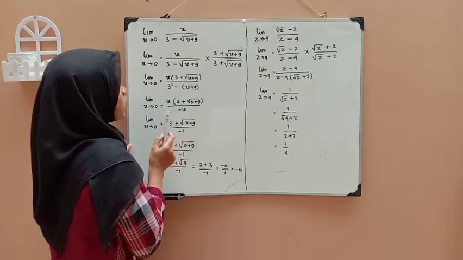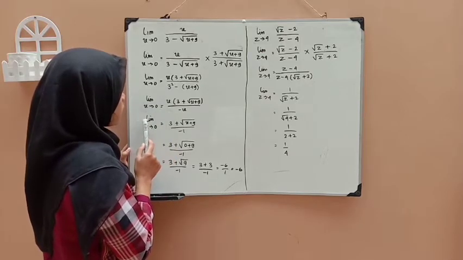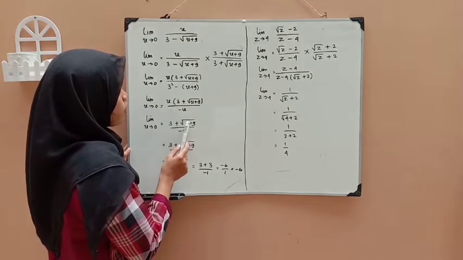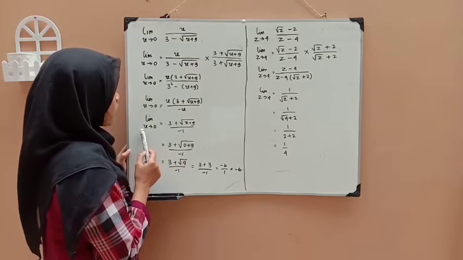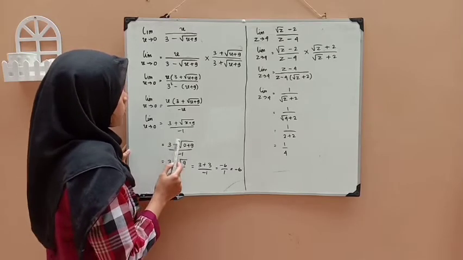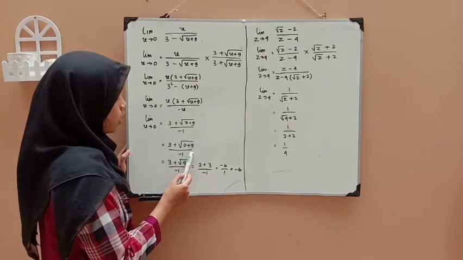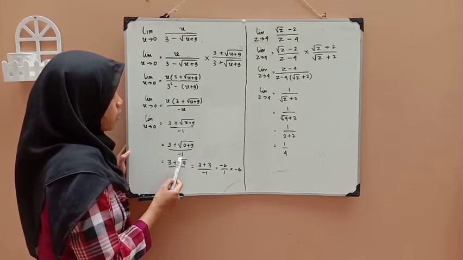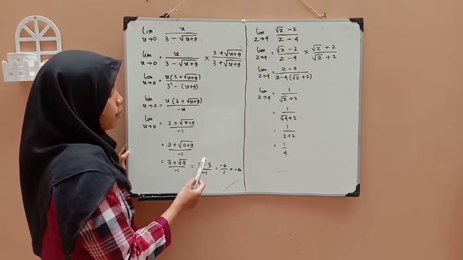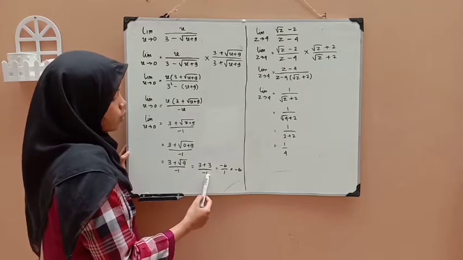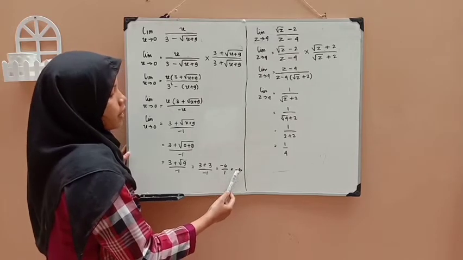Equals the limit of x times (3 plus root of x plus 9) over minus x as x approaches 0, equals the limit of (3 plus root of x plus 9) over minus 1 as x approaches 0, equals 3 plus root of 0 plus 9 over minus 1, equals 3 plus root of 9 over minus 1, equals 3 plus 3 over minus 1, equals minus 6 over 1, equals minus 6.